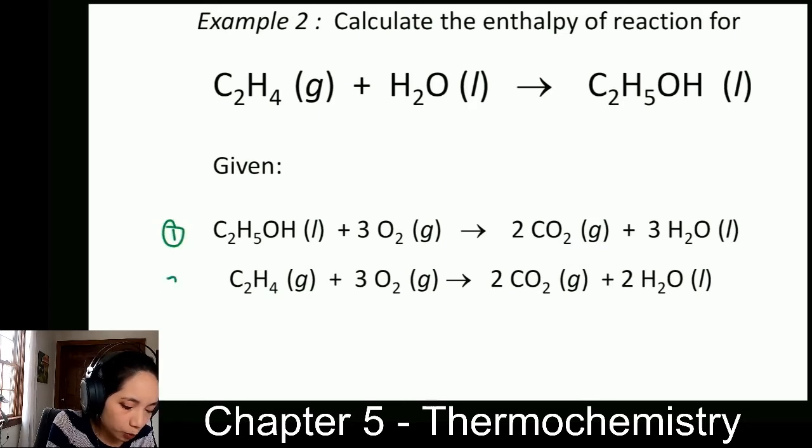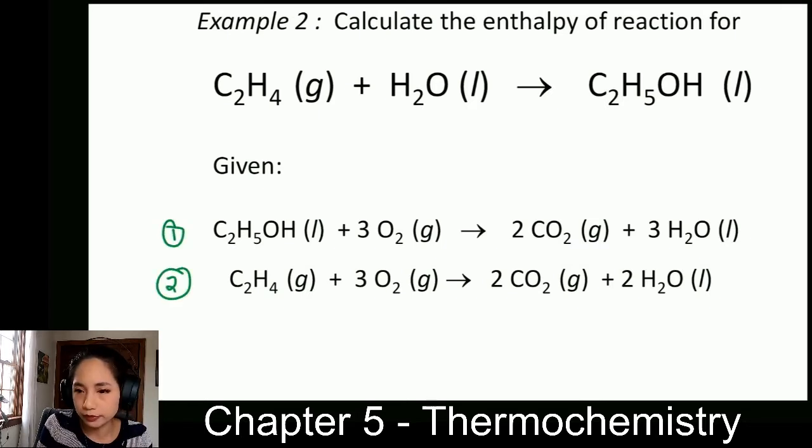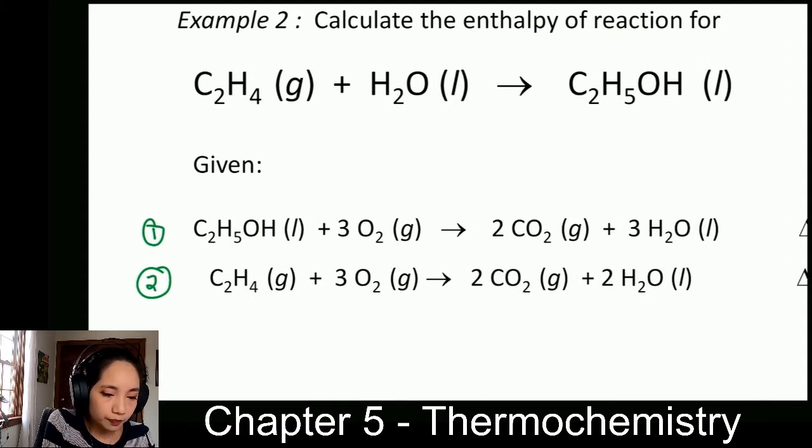I'm going to call this step 1 and this step 2, just so we can keep track of those. Ethylene, C2H4, shows up in step 2, and it shows up on the right side. So I'm just going to leave that as is because it's on the right side. It has the right coefficient in front of it, so I don't need to do anything to that step right now.